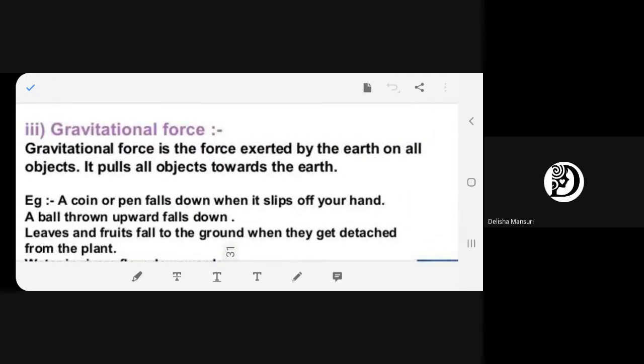Yes. The third one. Gravitational force. Gravitational force is the force on all objects. It pulls all objects towards the earth. Example, a coin or pen falls down when it slips off your hand.